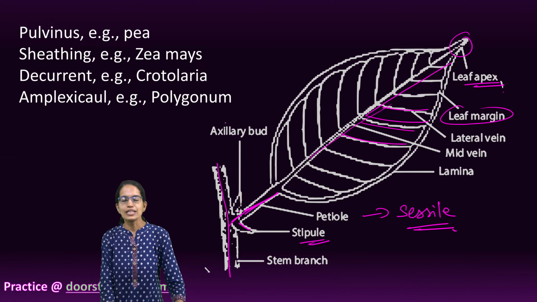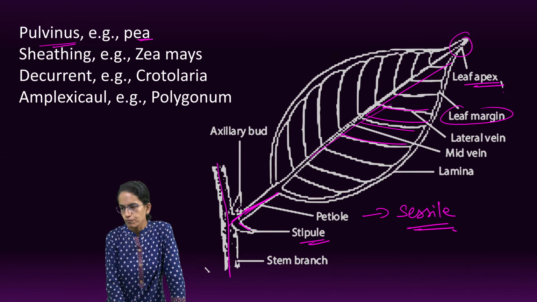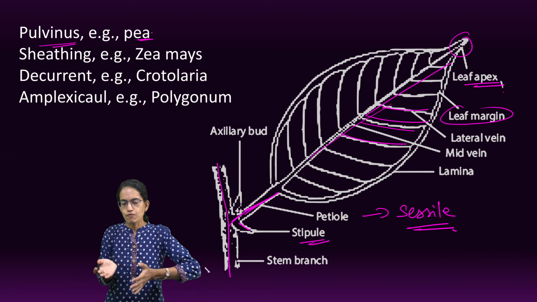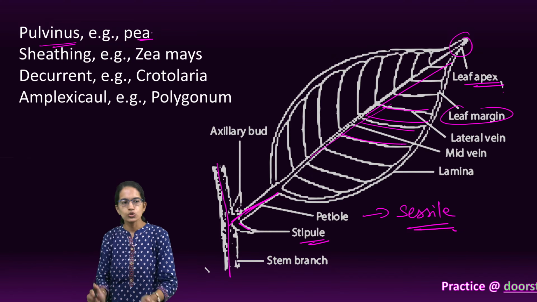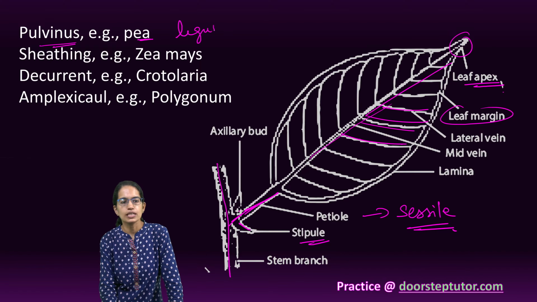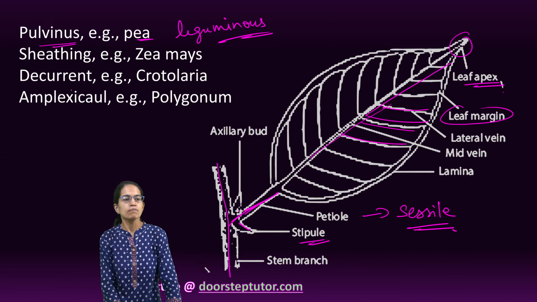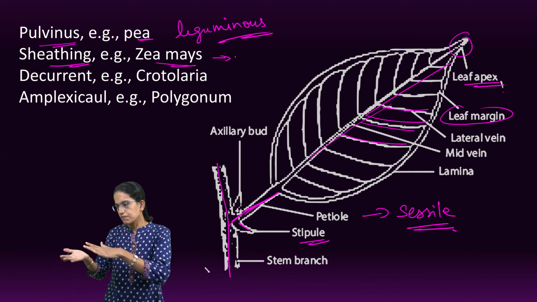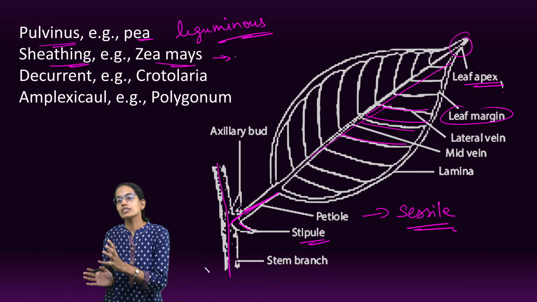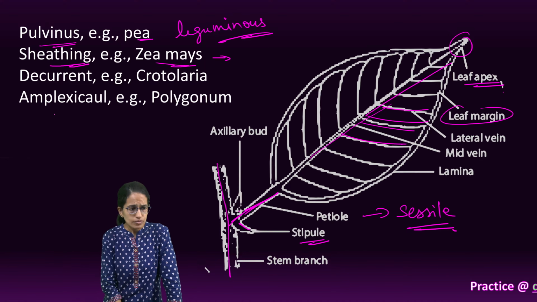Clear? Now when it comes to the leaf base, it could be pulvinous, as in the case of pea. In the case of pea, the leaf has a swollen base which is usually seen in all the leguminous plants. So leguminous plants usually have a pulvinous leaf base. There can be sheathing that occurs in maize. Sheathing is where the leaf base expands and covers the stem. So the stem is covered by the leaf base itself.